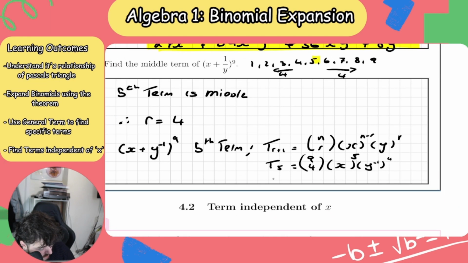So I have the fifth term, and the middle term is equal to 9 choose 4, which is 9 shift divide 4, is equal to 126, x to the power of 5, y to the power of minus 4. And that's my final answer there.